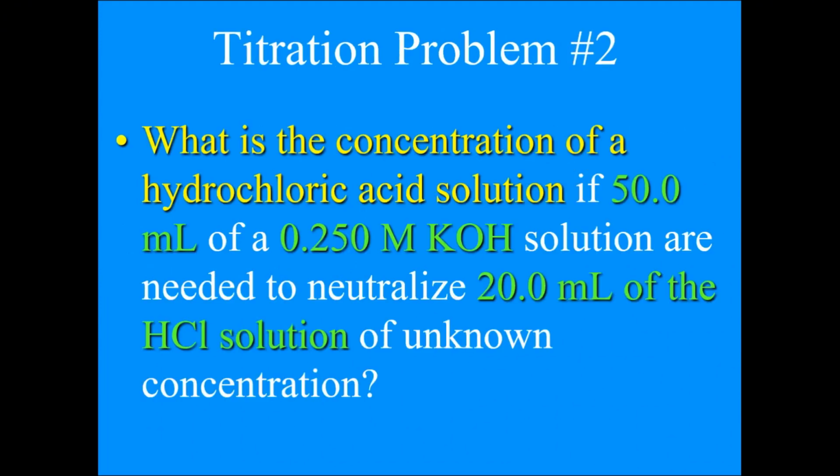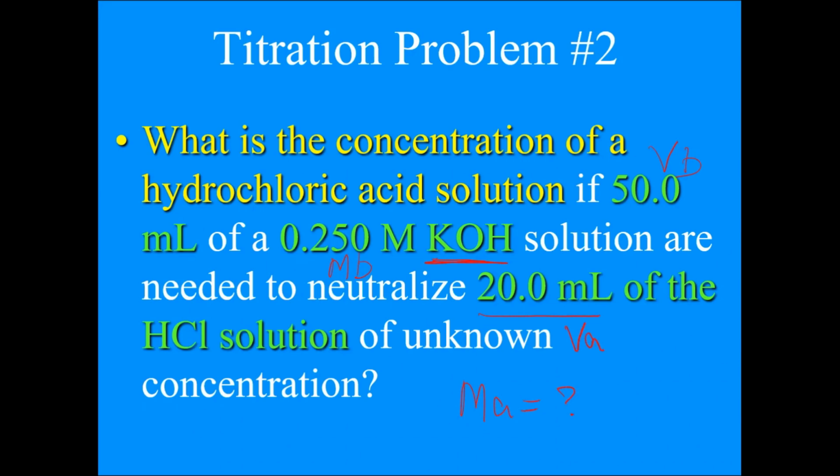Let's see another example. What is the concentration of a hydrochloric acid if 50 ml of a 0.250 molar KOH base, so this is volume of base, this is molarity of base, neutralize 20 ml of the HCl, hydrochloric acid. So this is volume of acid. What we don't know is molarity of acid.